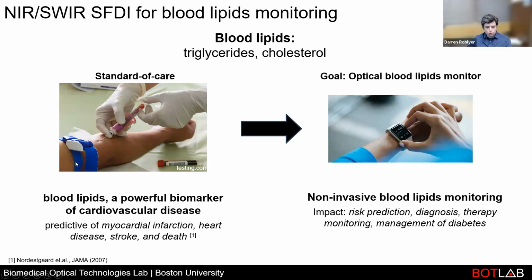And it's because they strongly predict future cardiovascular disease, things like myocardial infarction, heart disease, stroke, and death. And the standard of care is you do a blood draw, and then you do traditional chemical assays to get the concentrations of triglycerides and cholesterol. So we asked, could we envision a future where we optically monitored levels of triglyceride and cholesterol using optical techniques? This would have potentially large impacts in terms of risk prediction, diagnosis of cardiovascular disease, for therapy monitoring, and for management of dyslipidemias like type 2 diabetes.